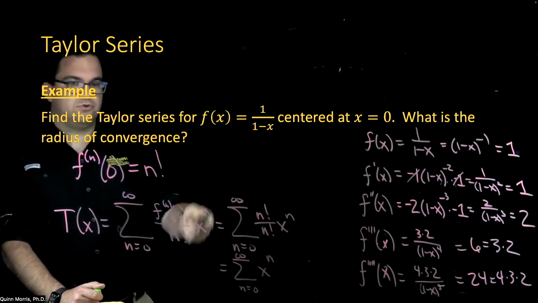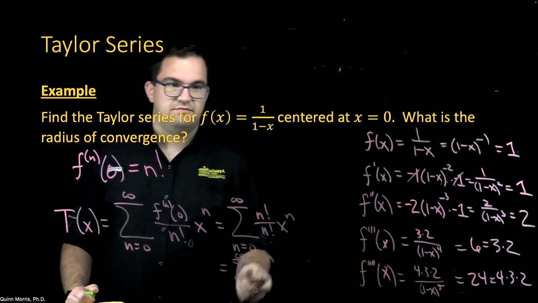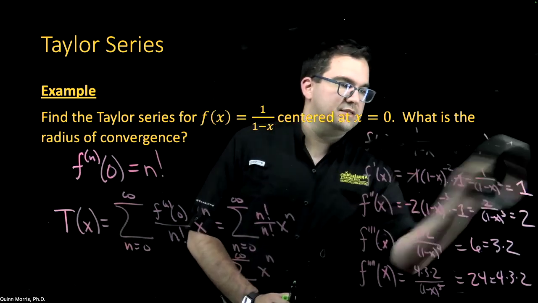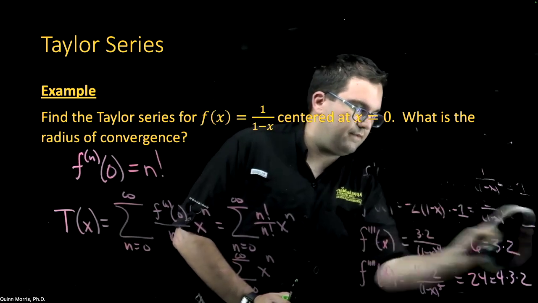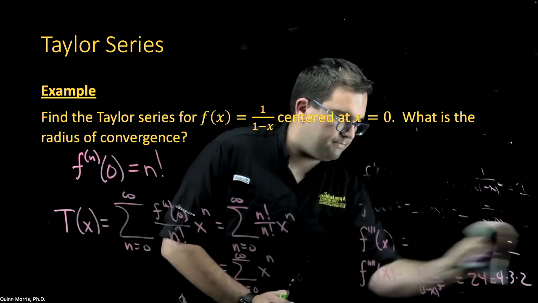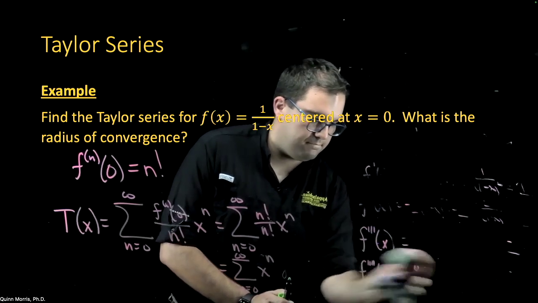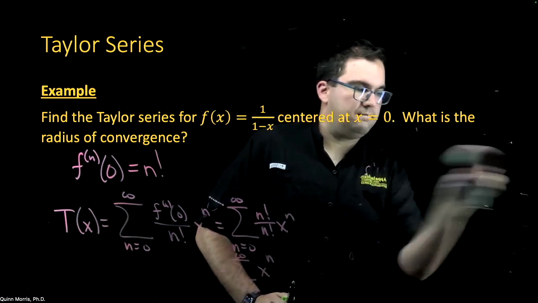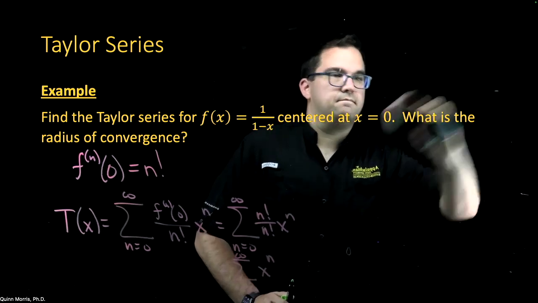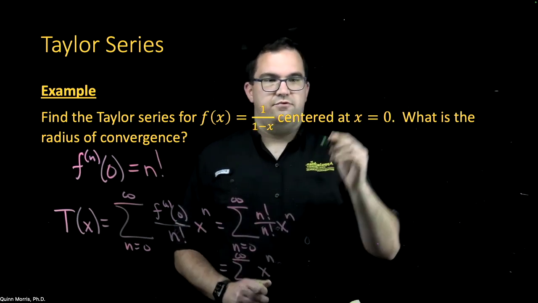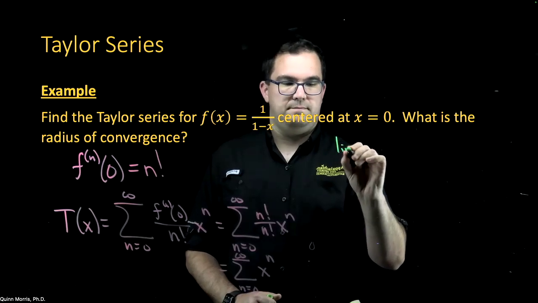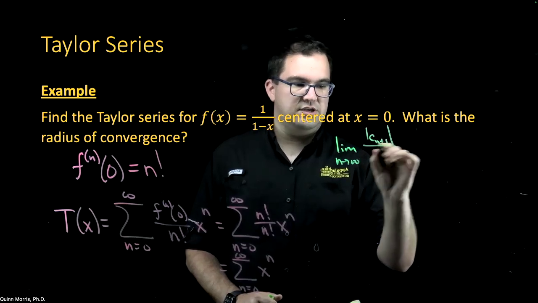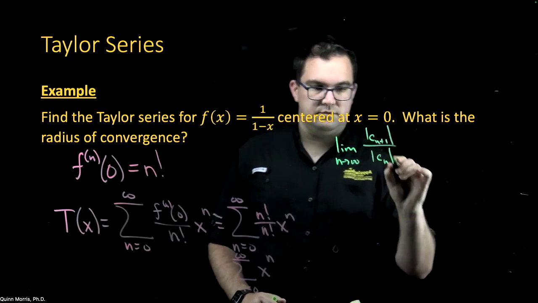Okay. So the next question we have to deal with is sort of what is the radius of convergence of this series? Okay. So now if I want to know the radius of convergence of this series, I'm first going to calculate the limit as n goes to infinity of the ratio of the coefficients.